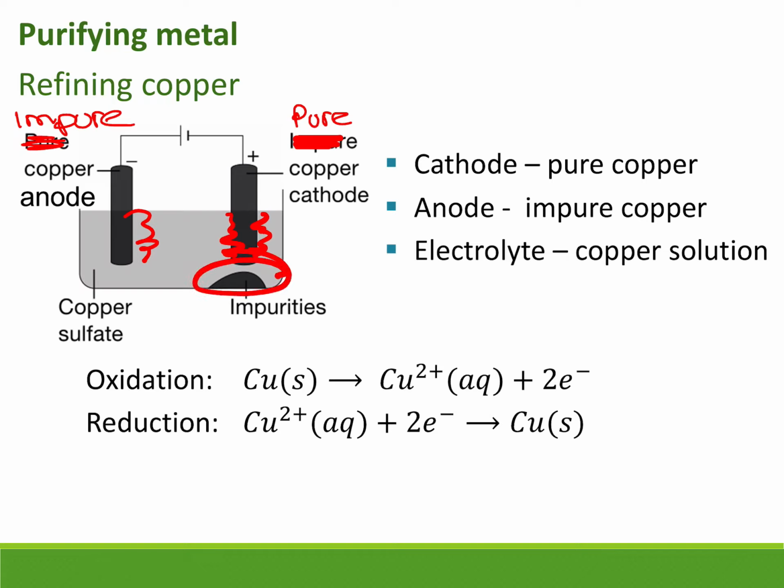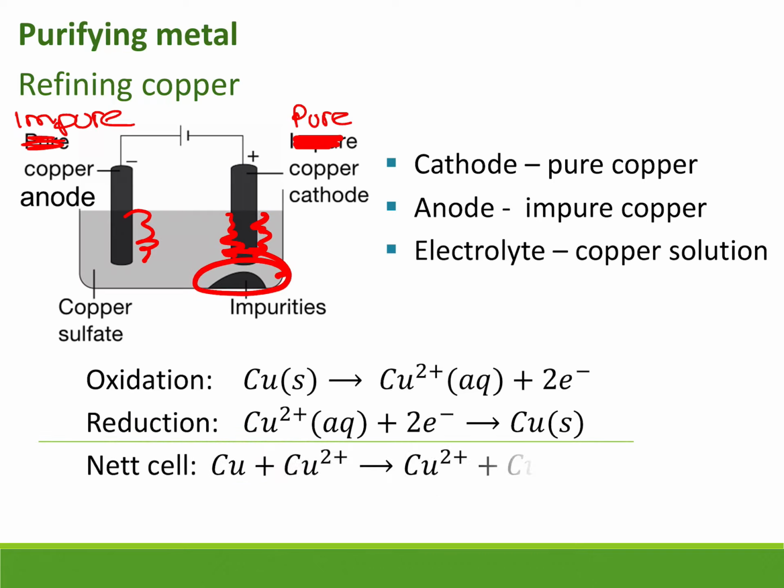All the impurities don't join to the cathode, they drop to the bottom. So we get rid of the impurities. Okay, and the net cell's quite easy. It looks like electroplating, basically. So we can think of it as the same sort of process as electroplating.